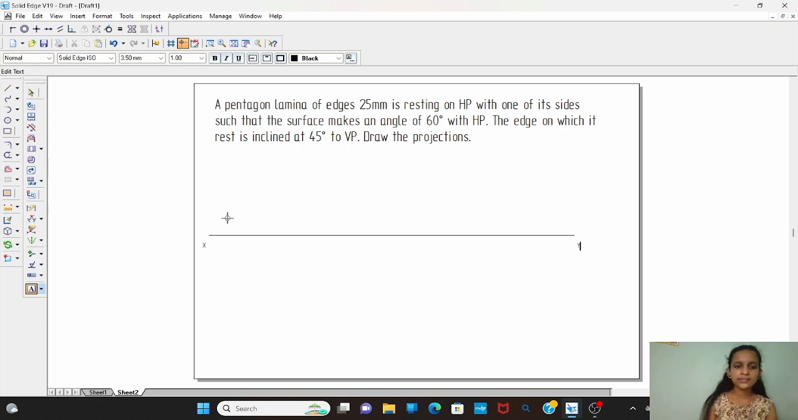Usually in projection of planes, the first quadrant is considered. So above the XY line, vertical plane.